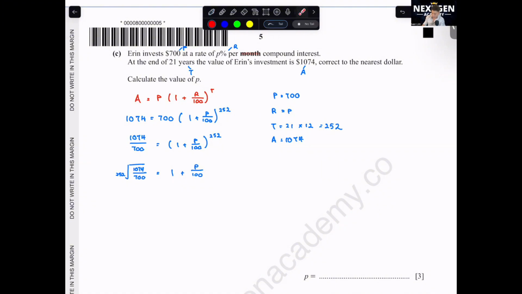Just want to double check. Anyone don't know how to type this into the calculator? Especially those of you who are using the older calculator, the 570MS one. I just want you all to type this value into the calculator first and tell me what you get. Type in the chat so I can double check whether you are typing it correctly. Type in 252 root 1074 over 700. Let's see your answers. Don't round it, not until maybe 4 decimal places.